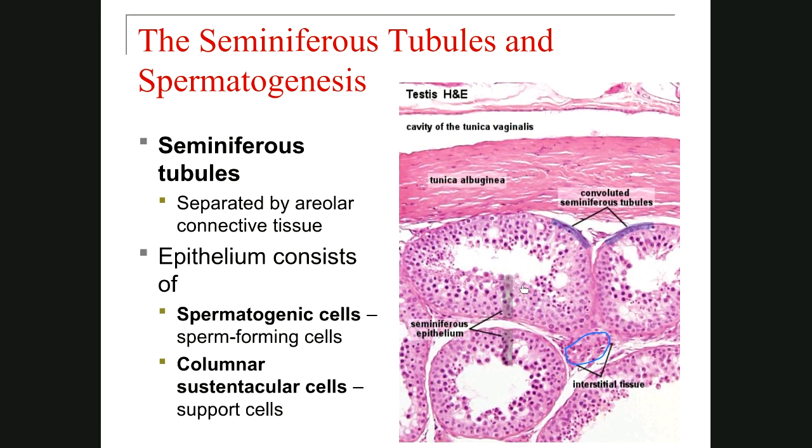One type of cell is called a spermatogenic cell. They are responsible for making a sperm. And the other type of cell is called columnar sustentacular cell. The other name of this columnar sustentacular cell is Sertoli cell. These Sertoli cells can do support, protection, and nutrition of a spermatogenic cell, and I will talk about their function later for you.